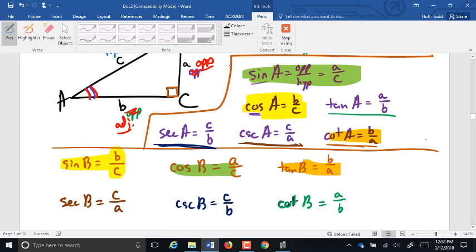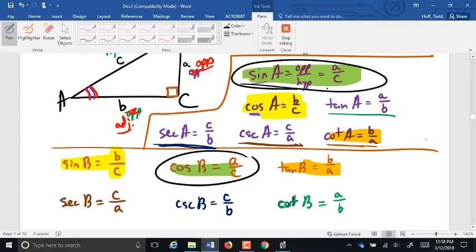So we got those equivalencies. Those are the cofunctions, remember. The co means of the complement, so it's equal to the function of the complement of that angle. Cosine of B means it's equal to the sine of the complement, or the sine of A in this case.